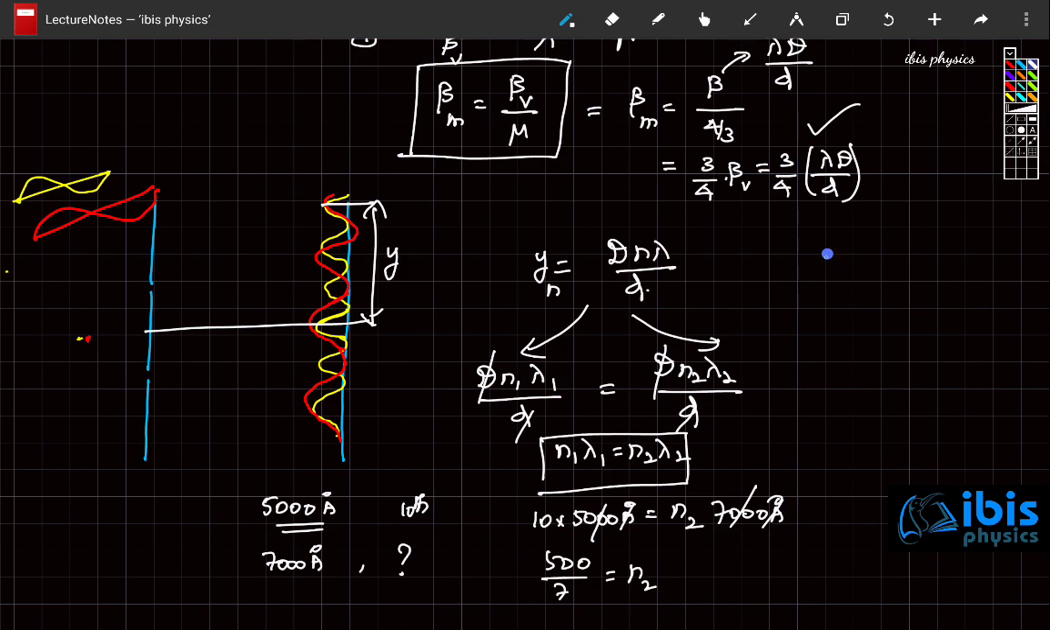So two things we have discussed today: fringe width in a medium is equal to fringe width in vacuum by refractive index. And when light waves are replaced by a different wavelength, how many orders will be found at the same position? n1 λ1 is equal to n2 λ2. We'll continue our discussion in the next video.